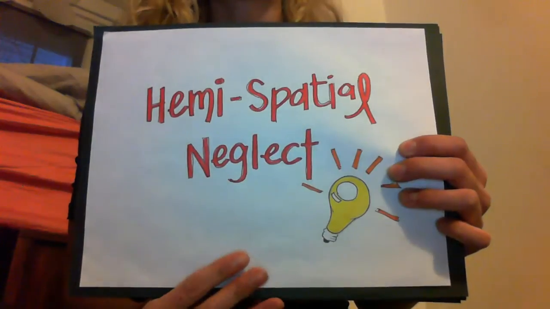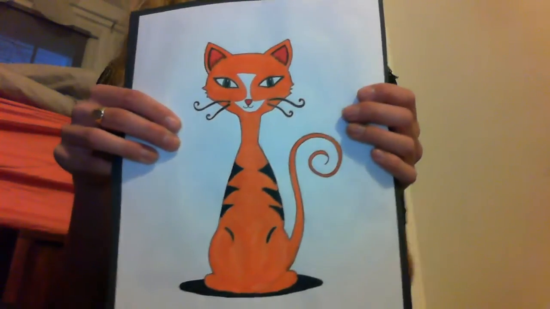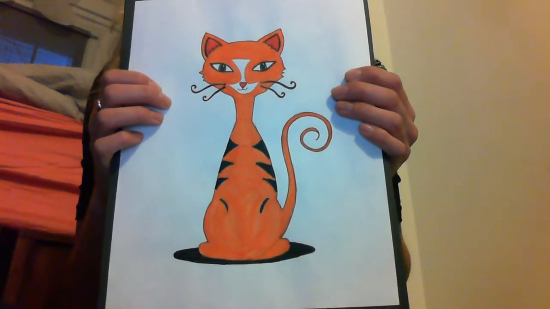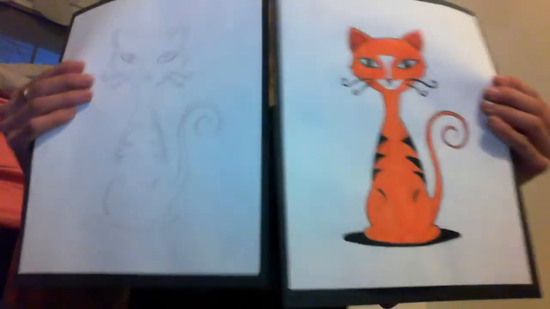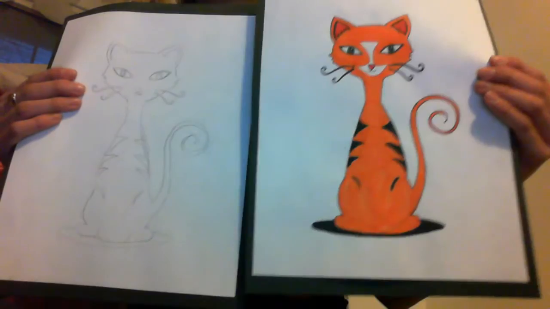Let's talk about hemispatial neglect, starting with this picture of a cat. If any one of you were instructed to draw this cat, your representation would look something like this, with both sides intact and looking pretty similar to this original here.